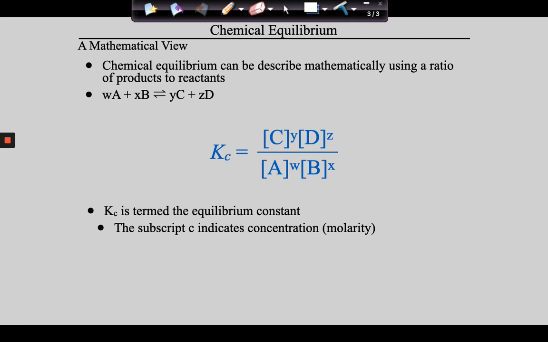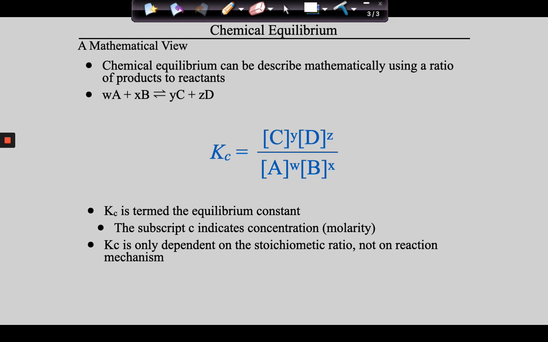For this particular one, the C simply means concentration or molarity. And guys, regardless of what it is, these things are only dependent on the stoichiometry of the reaction, not the reaction mechanism. So unlike rate laws and things like that, we write Kc expressions right from the balanced equations. It doesn't matter how reactants become products. The only thing we need to know is how much reactant and how much product is present at equilibrium.